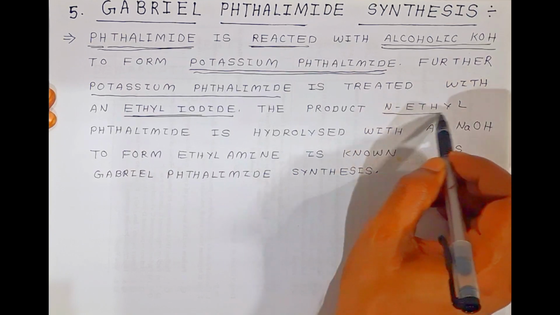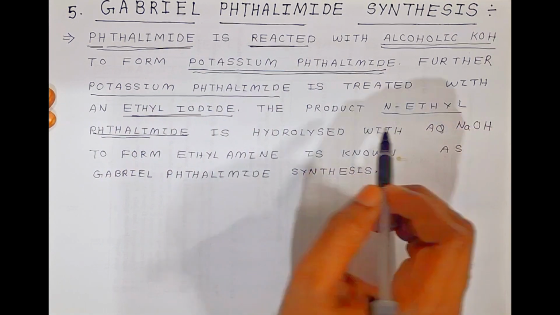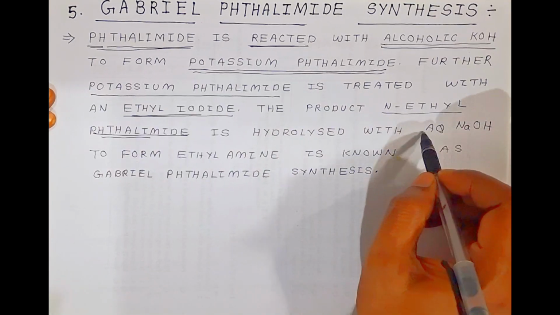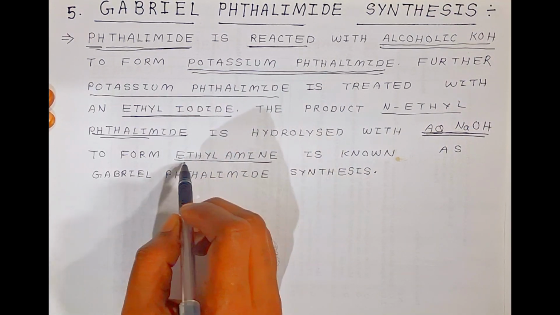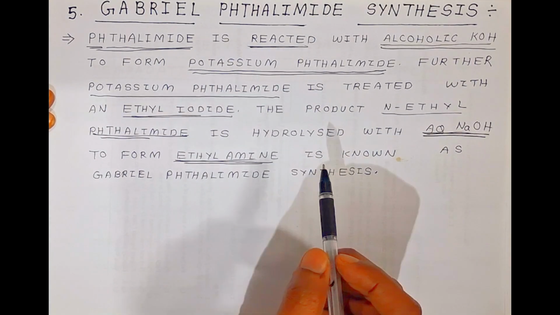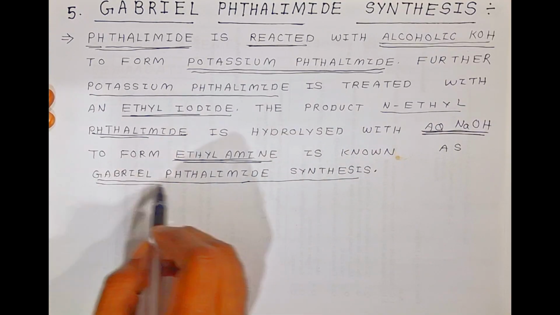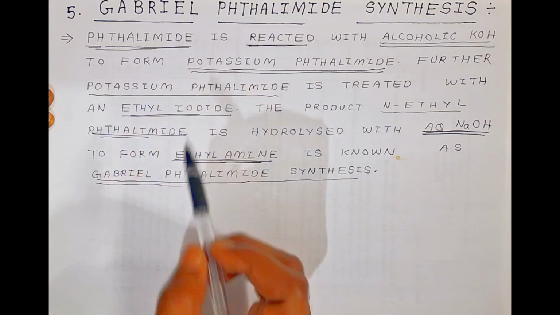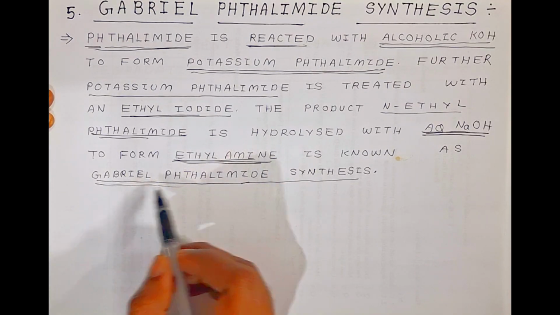The product will be N-ethyl phthalimide. N-ethyl phthalimide is hydrolyzed with aqueous NaOH, and it forms ethyl amine. Formation of this ethyl amine from phthalimide is called Gabriel phthalimide synthesis. This was discovered by the scientist Gabriel, and since phthalimide is used, that is why this reaction has this name.